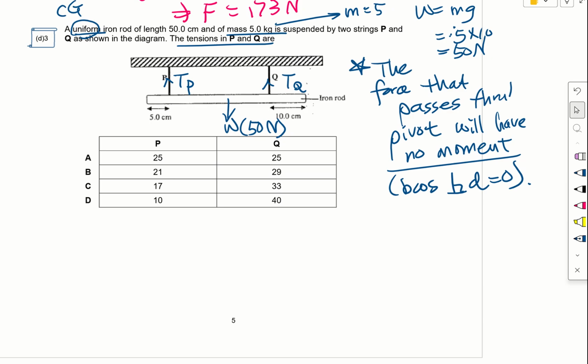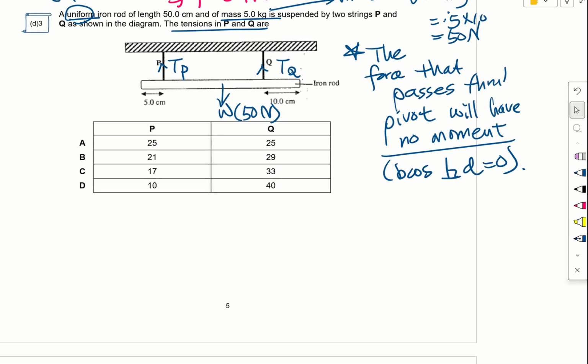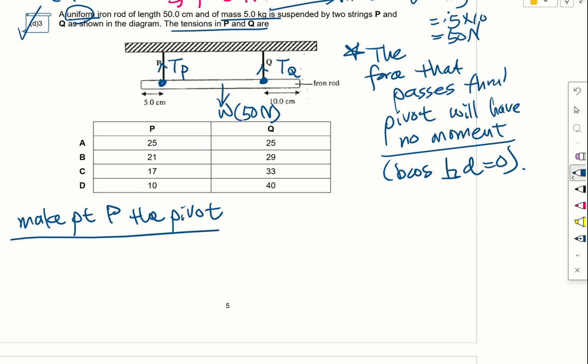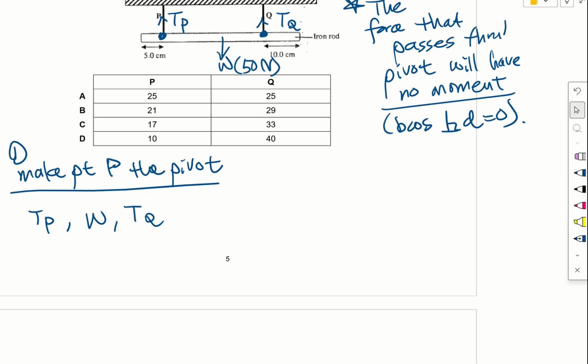So now you have to make a choice. Should we make point P over here or point Q the pivot? It doesn't matter. In fact, I can do the same steps for both. Okay, so this is a very common question in O level. So maybe I'll make point P the pivot. I'll be using blue in color. Okay, so if I make point P the pivot, that is my first step. Alright, and there are 3 forces, TP, W, and TQ. So this is step 2.